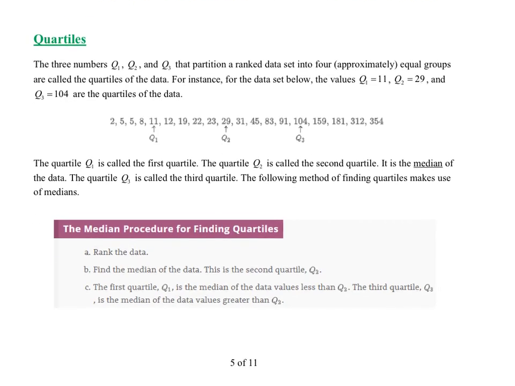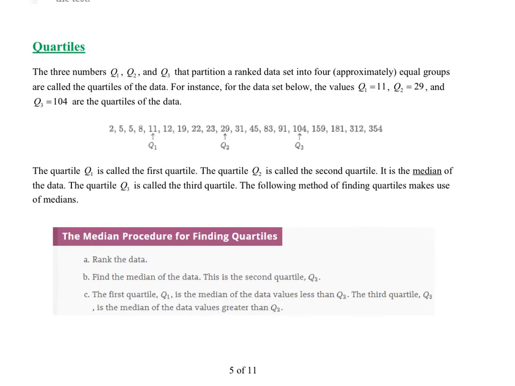Okay. So let's move on to quartiles. What are quartiles? Well, quartiles are exactly as you think. They are quarters. So the first quartile is the 25th percentile. The second quartile is the 50th percentile. But notice we also know that that has to be the median. And the third quartile is the 75th percentile.